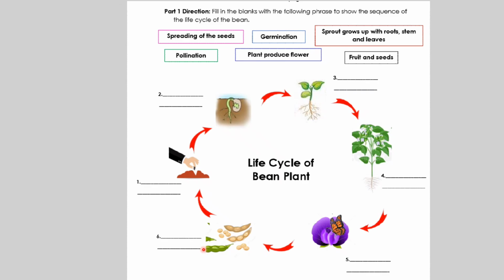So that is part 1. We have the choices here. We have spreading of seeds, germination, sprout grows up with roots, stems, and leaves, pollination, plant produces flower, then fruit and seeds. So all you have to do is arrange that in sequence. When you say sequence, it's from the beginning up to the end.